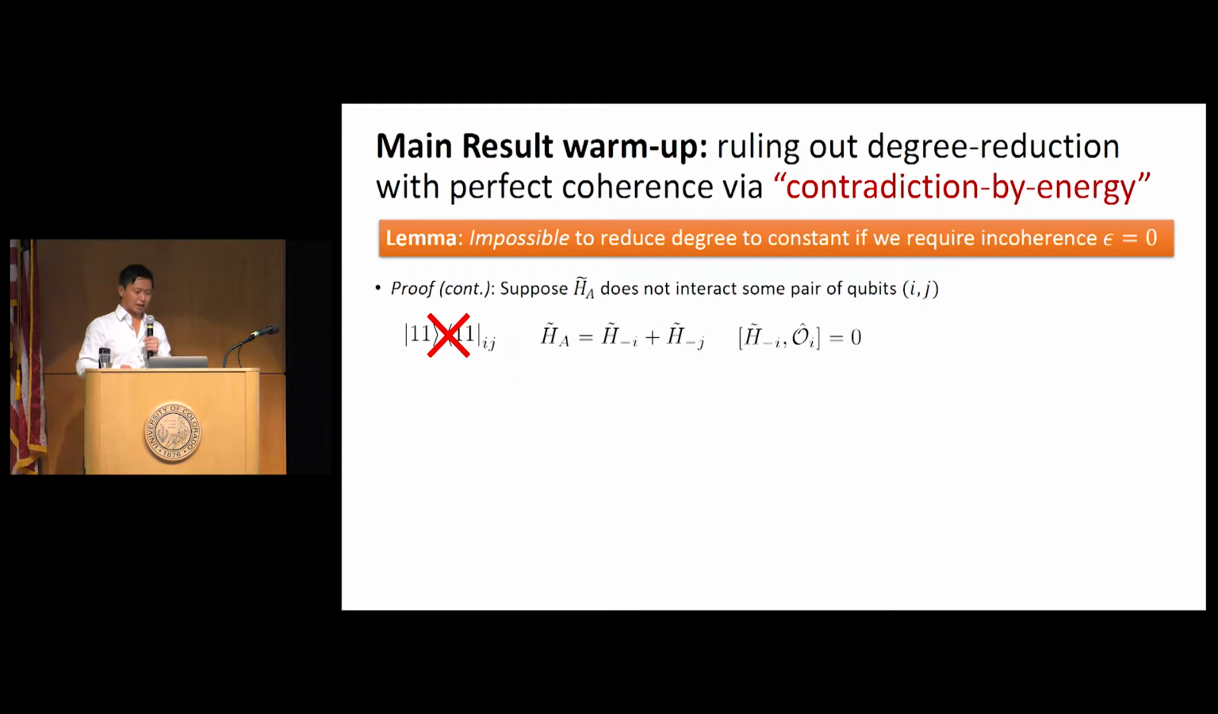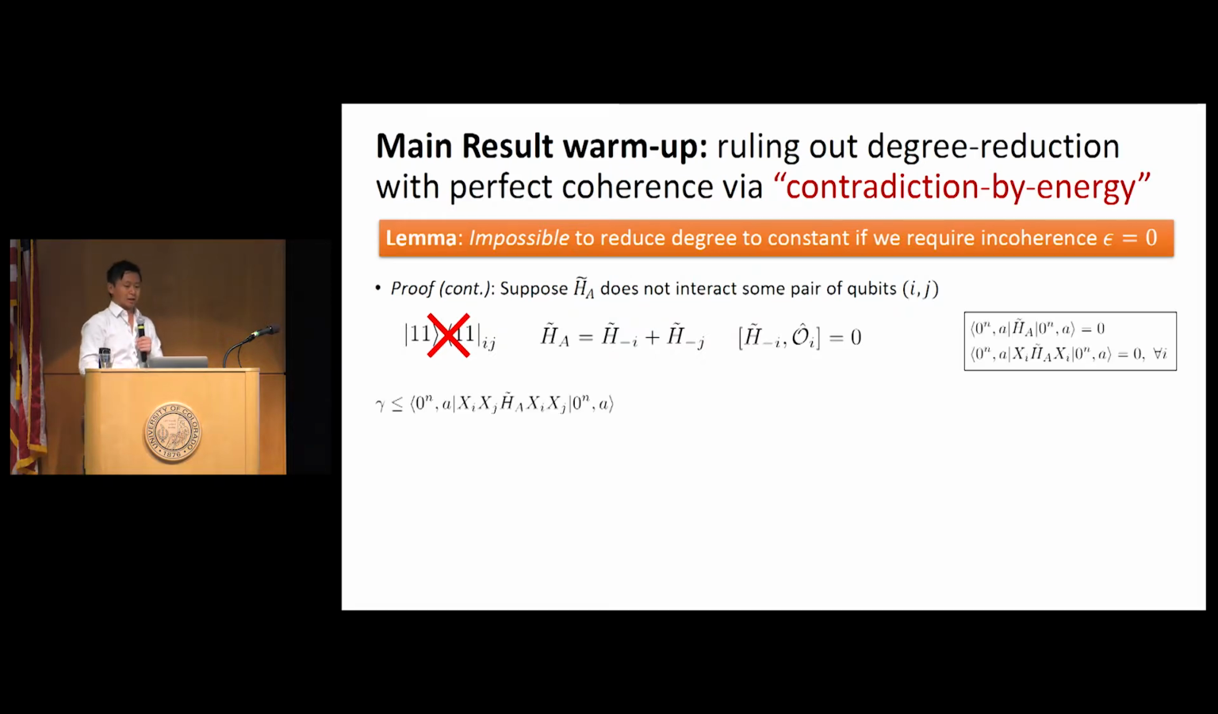Suppose that H tilde A does not interact some pair of qubits. That means that we can basically decompose H tilde A into two terms, H tilde minus I and H tilde minus J. What I mean is that H tilde minus I acts on everything except for I, so it commutes with all the observables on I, and similarly for H tilde minus J. Now the definition of gap simulation tells us that there are some energy constraints on the encoded ground states and the doubly excited states. And it turns out you can write the energy of the doubly excited state in a suggestive form.